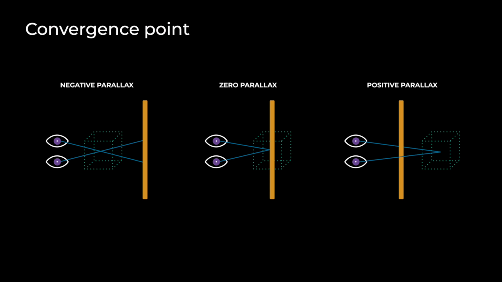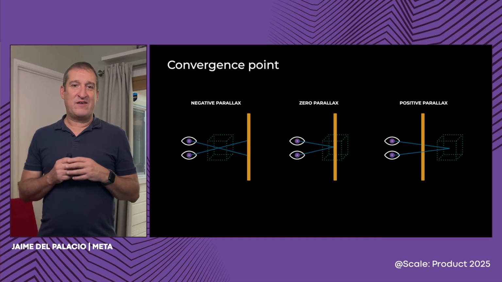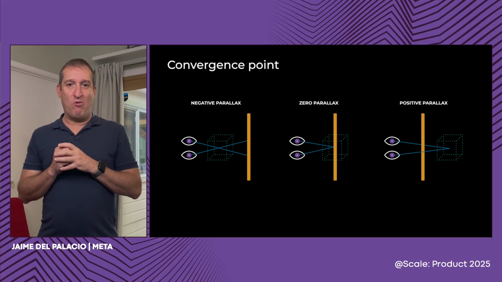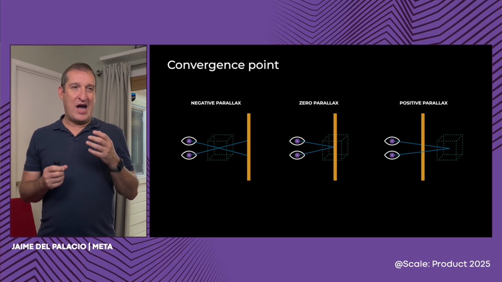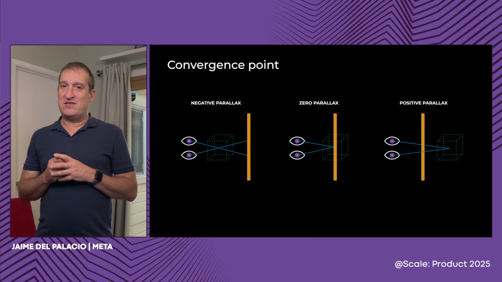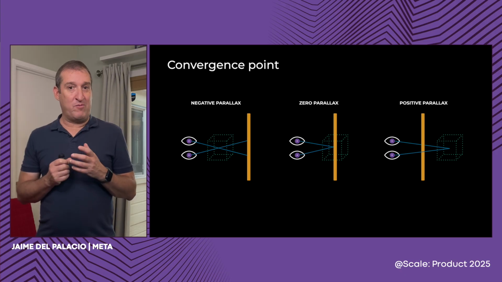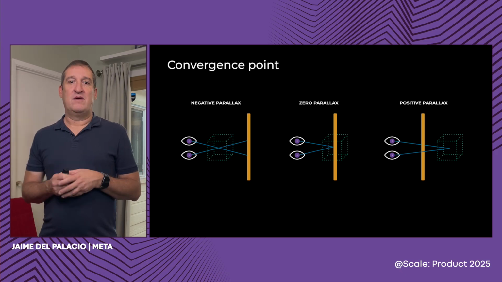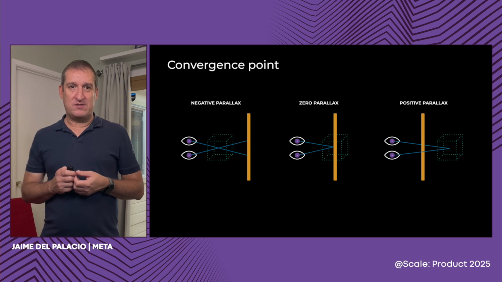Zero parallax is when the convergence point is at the projection plane. It gives better comfort, but it still presents some problems, causing nausea, and has some window violation problems. Finally, positive parallax is when the convergence point is behind the projection plane. It's as if you're looking through a window into a 3D world. And although it has the least wow effect, it is the most comfortable to look at for long periods of time. So we decided on positive parallax.